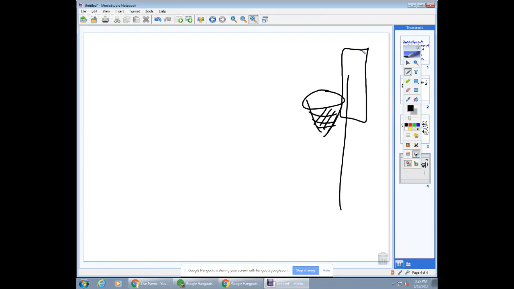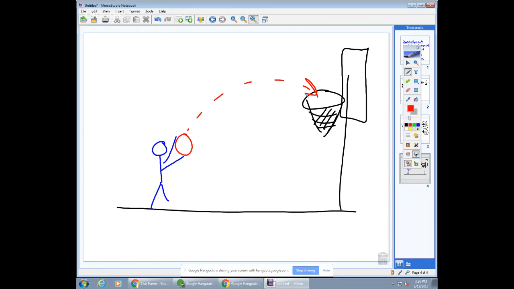All right, so there's a basketball net. And then here's me getting ready to shoot my ball in there. What are the possible outcomes here? I don't make it. What's the other one? Yeah, so either I make it in or I don't. So those are the two possibilities.